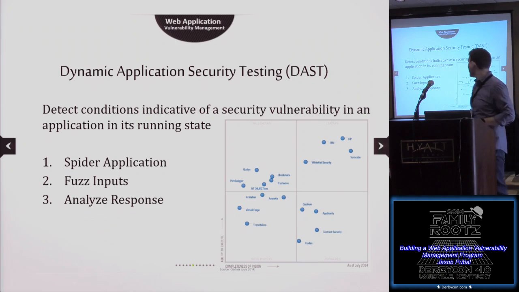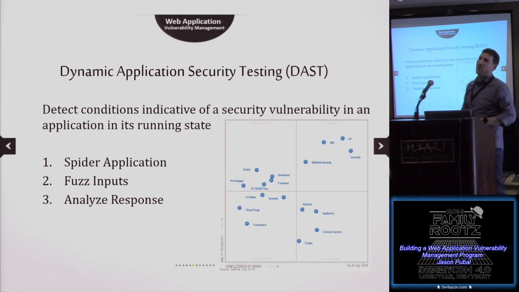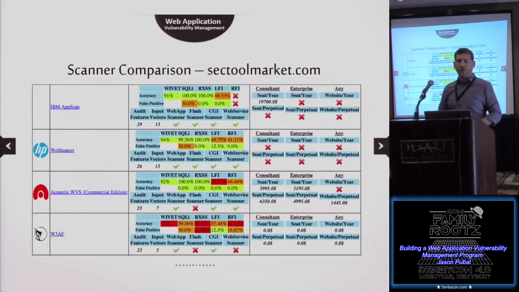I have the Gartner Magic Quadrant up here as a resource. It's kind of hard to see. HP and IBM are the 500-pound gorillas in this space. Veracode and WhiteHat have some compelling software-as-a-service models that are worth checking out. Another really good resource if you're looking for a tool like this is sectoolmarket.com. This guy's compared about 65 tools, both commercial and open source, across a bunch of different characteristics like price or how accurate the SQL injection detection is.